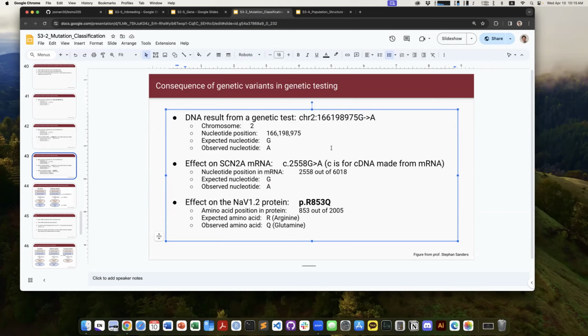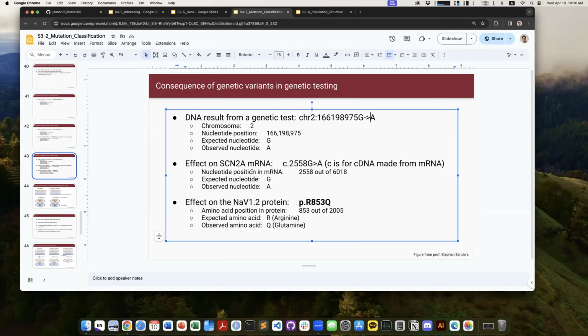Another way, we can represent the same genetic variant on the mRNA information, right? In this case, we put the c dot. C represents cDNA, made from mRNA. And the position here is a different number compared to the DNA, because this position is the nucleotide position in the mRNA sequence rather than the DNA sequence, right?